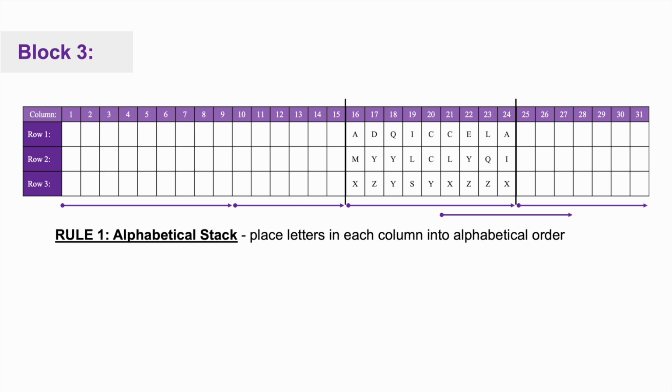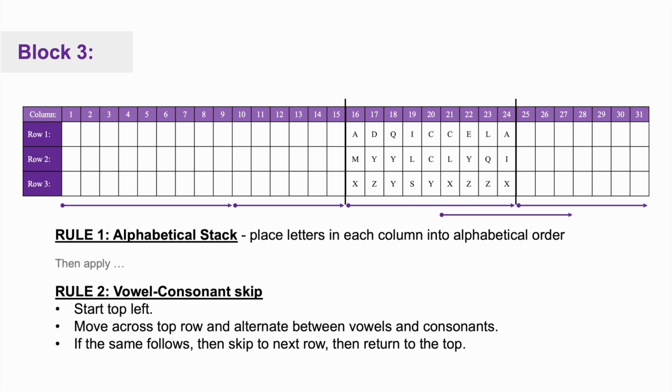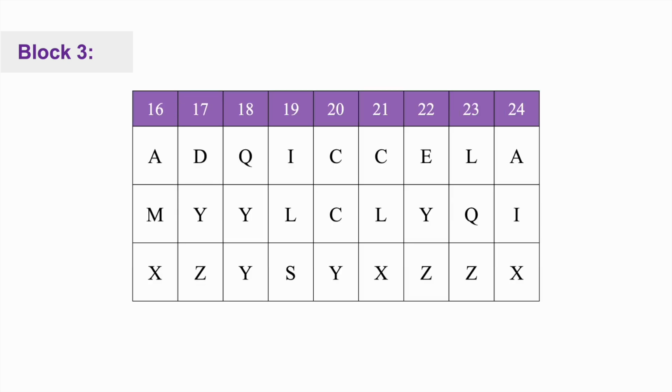The second rule is to move across the columns, top row alternating between vowels and consonants. But when a consonant follows a consonant or a vowel follows a vowel, we take the next letter in the next row instead. Let's look at this illustration. Letter A, and then a consonant. Since a consonant follows a consonant, we take the next letter down, back to the top. Consonant follows a vowel, consonant and a consonant again, so the next one down, back to the top is a vowel, followed by a consonant, followed by a vowel.